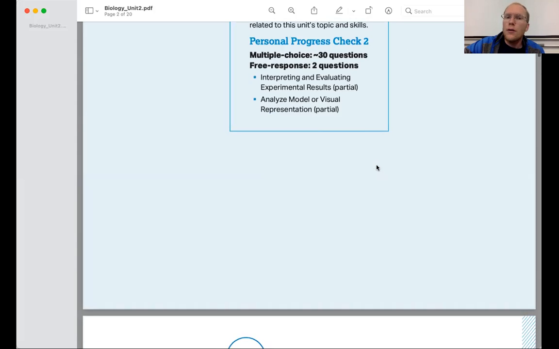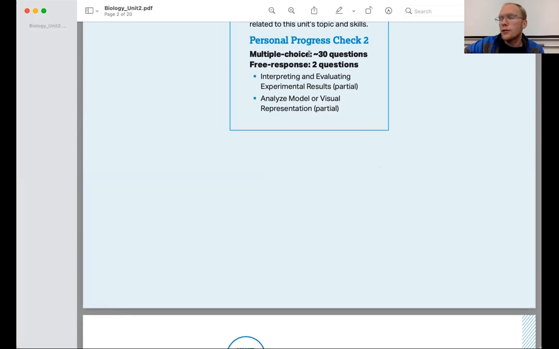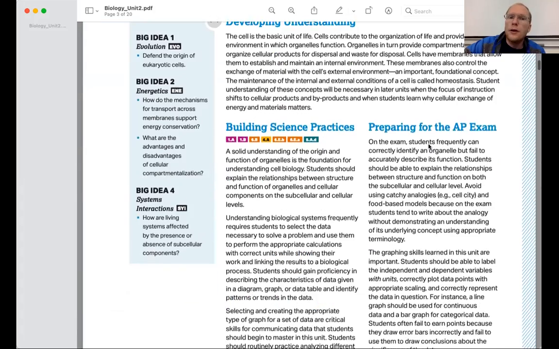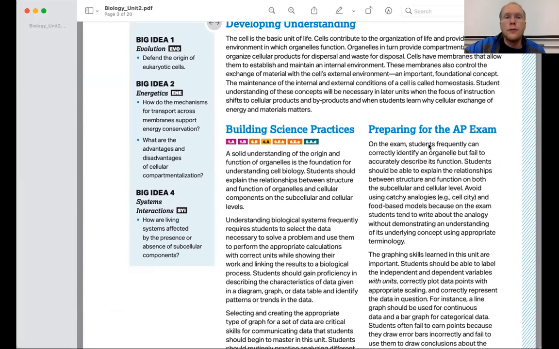At the end of the unit, you'll have access to some practice questions as you study for your test. But let's get into it. So what should you know about Unit 2? It says the cell is the basic unit of life.